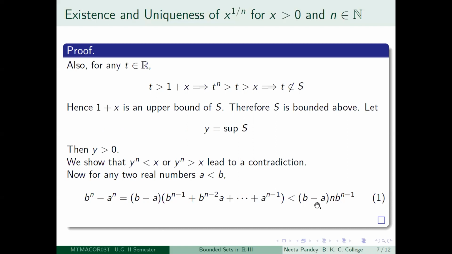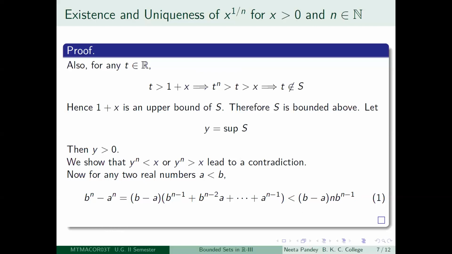And what is that number? It is b minus a, which you have left unchanged, times n times b to the power n minus 1. This is what you are getting. This is our inequality, that b to the power n minus a to the power n is less than b minus a into n b to the power n minus 1. So this is the algebra which is required, and using this we will prove that neither of these is true.